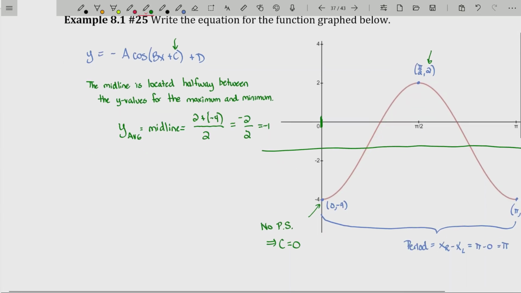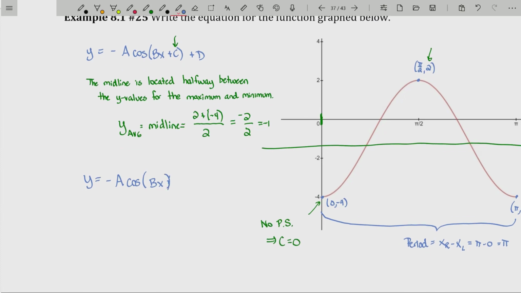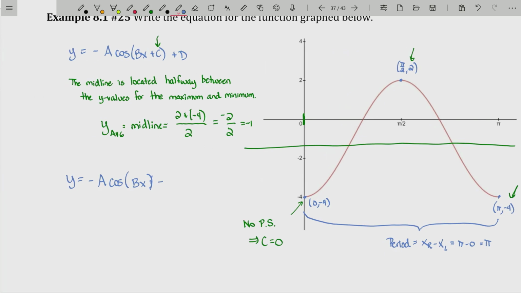Let's fill in what we have so far. We currently have y is equal to, we know it's an upside down cosine curve. We don't know what the amplitude is yet. We don't know what b is. Even though I said the period is pi, that's not b. B is never equal to the period. B has something to do with the period, but it's never equal to the period itself. C is 0 because there's no phase shift, and D is our vertical shift, down 1.